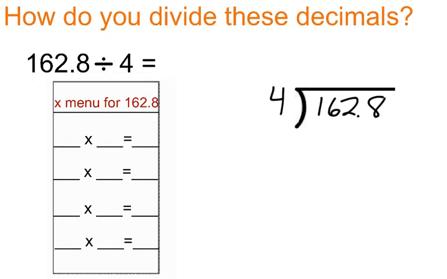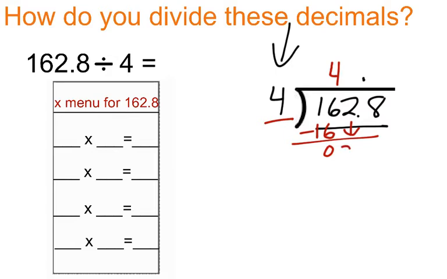Now I notice that I have a decimal only in my dividend. So that means I don't really have to do anything other than bring the decimal up. So I can just divide as usual when I have problems like this. If there's no decimal in my divisor, then I'm okay. 4 can't go into 1, but it can go into 16. And of course now I can multiply as usual. 4 can't go into 2, but it can go into 28 7 times.